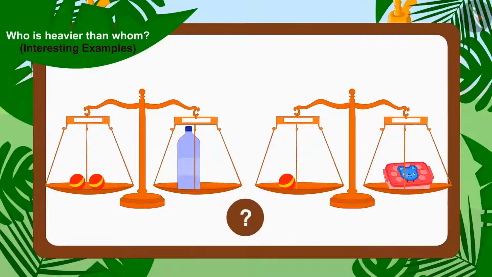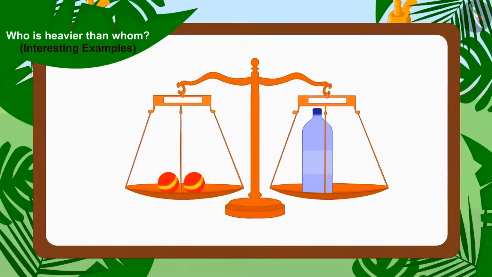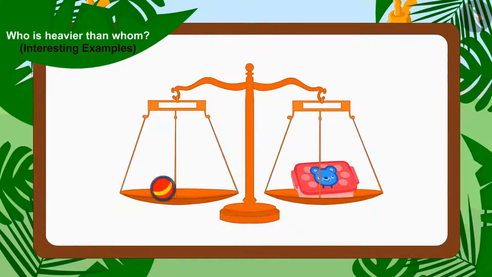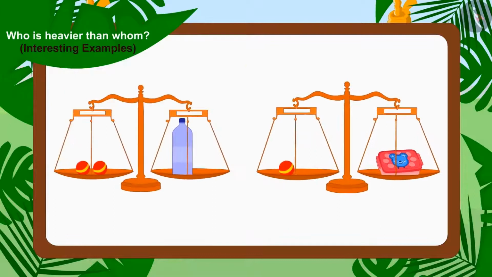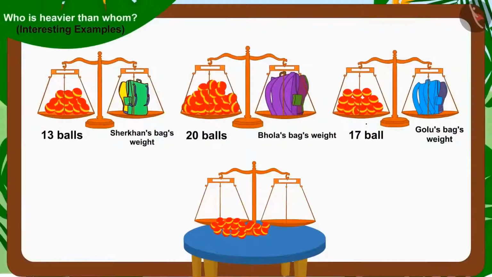Children, can you look at these scales and tell which of these two items is heavier? Yes, the water bottle weighs 2 balls and the tiffin box weighs 1 ball. So, the weight of the water bottle is more than the weight of the tiffin box. Uncle taught the children to compare the weight of items using a weighing balance.